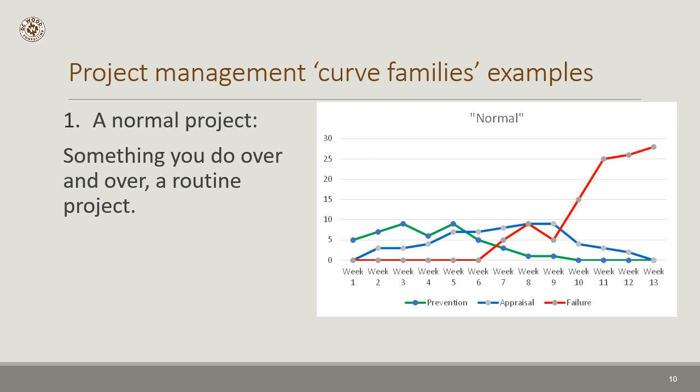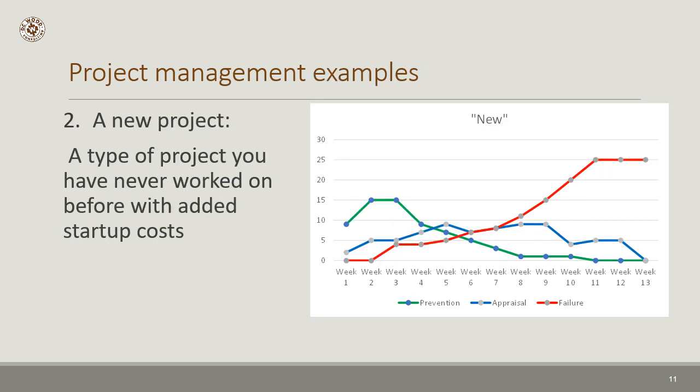Let's take a look at a different project though. Now this is a project that is new to you, something that you've not done before. Notice how the prevention cost is much higher in the beginning because it's new to you. You need to do a certain amount of retraining or study or gathering information to do a good job. Also the failure cost still rises, but it might tend to rise earlier in the project rather than waiting until later.